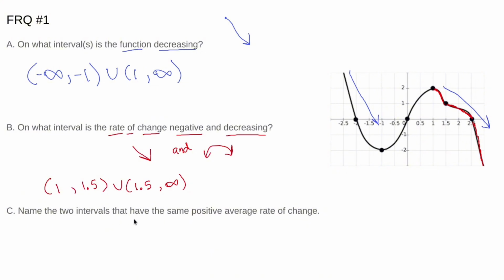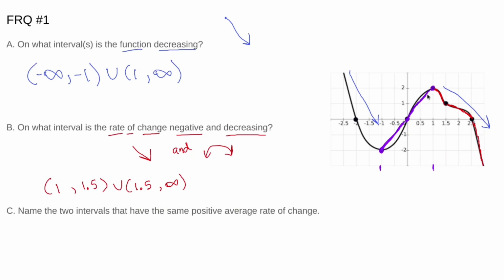Name the two intervals that have the same positive average rate of change. Now, average rate of change means slope between 2 points if we're looking at a graph. I want a positive rate of change. Well, that's only going to happen between here and here, because that's the only part where I can draw a positive slope. If I were to draw a dot here and a dot here and find this slope, that goes up to right 1. If I were to do the same thing here and here, that also goes up to right 1.